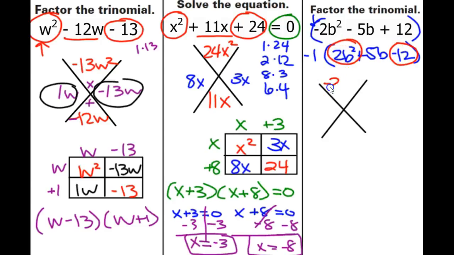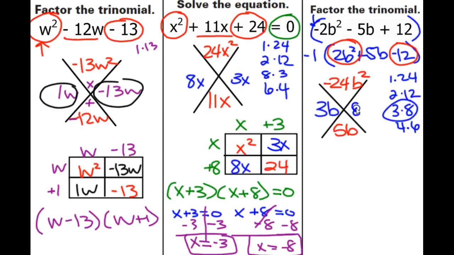Negative 12 times 2 is negative 24b squared. 5b goes in the bottom. So things that multiply to get 24: 1 and 24, 2 and 12, 8 times 3, we just listed these over here, and 4 times 6. The only ones that are going to add or subtract to get 5 are, again, 3 and 8, 3b and 8b. But we need one of them to be negative in order to give us 5. If I make the 8 negative, there's negative 5. We don't want that, so we want the 3 to be negative, so there's 8 minus 3, which is 5.